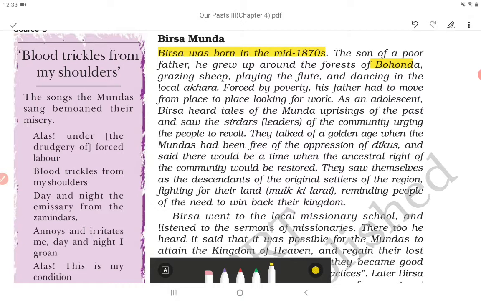They talked of a golden age when the Mundas had been free of the oppression of Dikkus, and said there would be a time when the ancestral right of the community would be restored. They saw themselves as the descendants of the original settlers of the region fighting for their land, Mulk ki Larai, reminding people of the need to win back their kingdom.